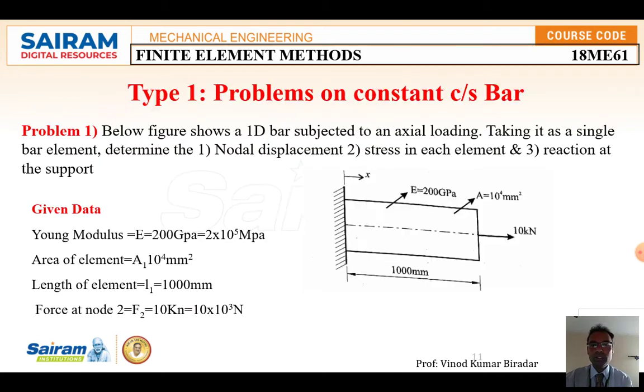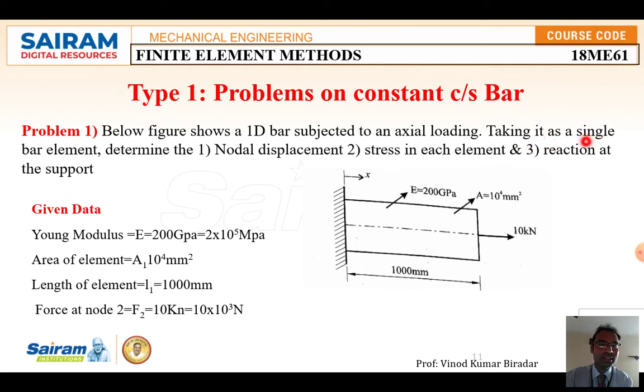Okay, so now we are going to move on to the problem section, that is the first, type 1 problem. This is a very simple problem, they may ask you around an 8 mark question. So problem number 1, that is a type 1 problem on a constant cross section bar. Look at this, it is a constant bar section, there is no stepped bar or 3 stepped bar, nothing. Since it belongs to type 1, number 1, read the problem carefully. Problem number 1: the figure below shows a one dimensional bar subject to an axial loading, taking it as a single element.